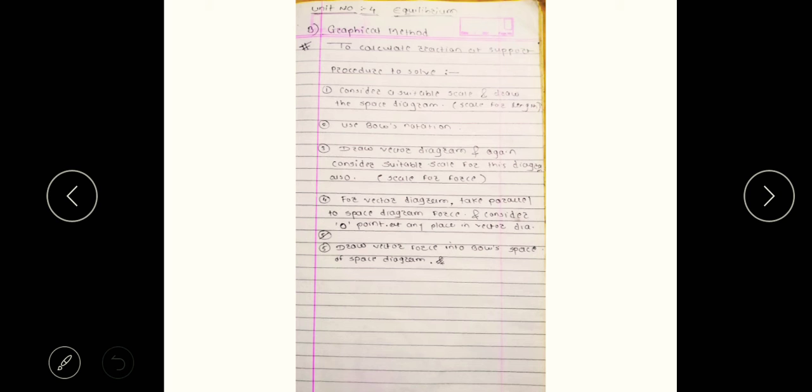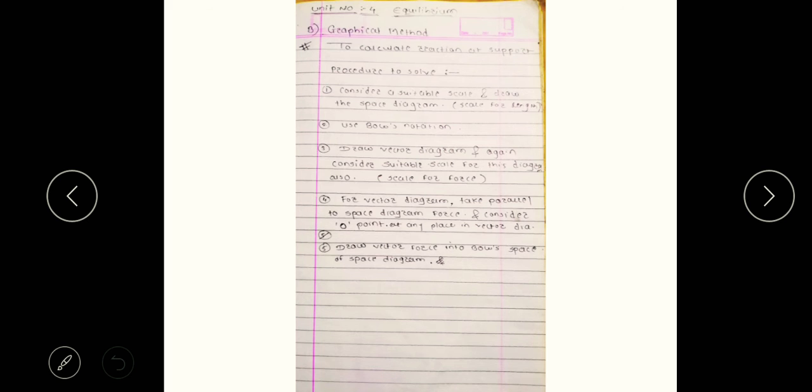So to solve these types of problems, the procedure to follow and a few points are mentioned here. Consider a suitable scale to draw the space diagram. In this numerical we need to draw the space diagram and the vector diagram. The first point is related to the space diagram. At the time of drawing the space diagram we have to consider the length for a suitable scale and use the Bow's notations, and draw the vector diagram again by considering a suitable scale, but not for the length, for the forces. This is the real procedure that we need to follow at the time of solving the numerical.